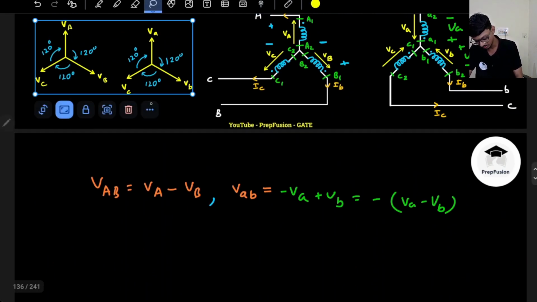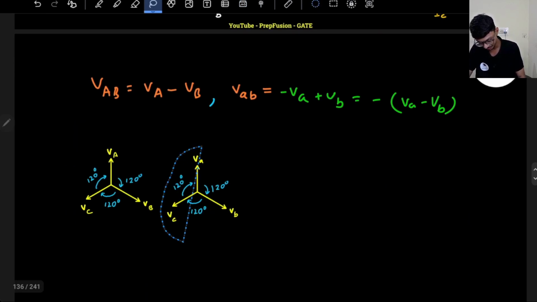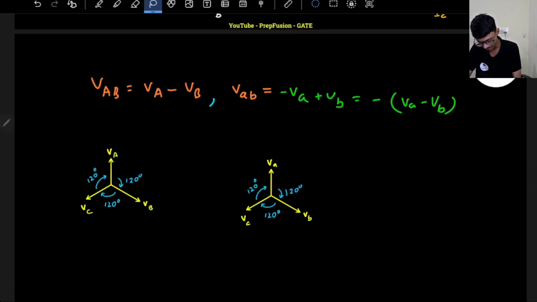So if I write capital VAB, it is plus VA minus of VB. Minus of VB will be somewhere here. This is minus of VB. So these two vectors I have to add, so my VAB will lie somewhere around here. Okay, roughly, I'm just discussing roughly.